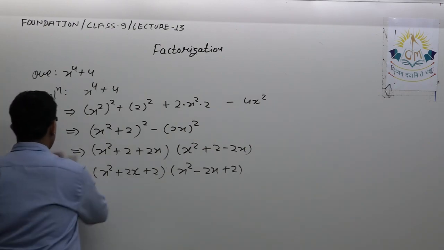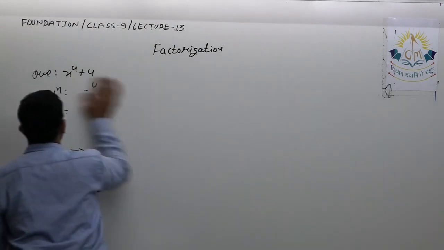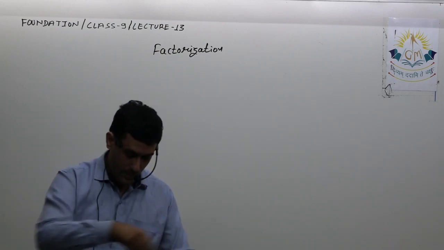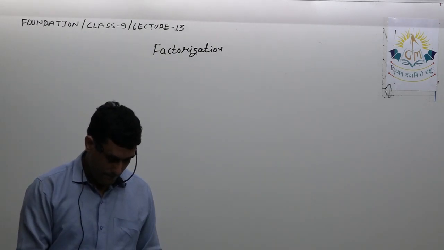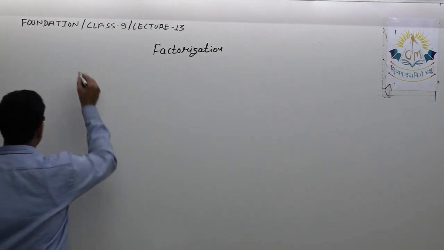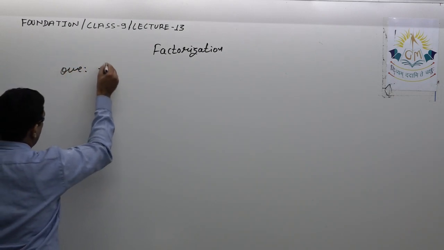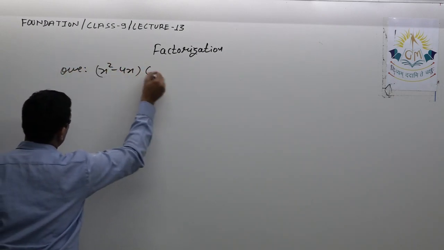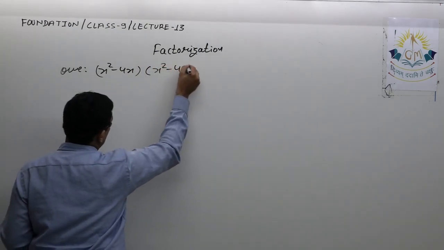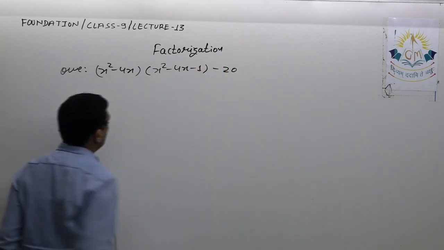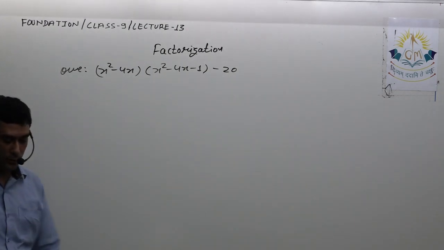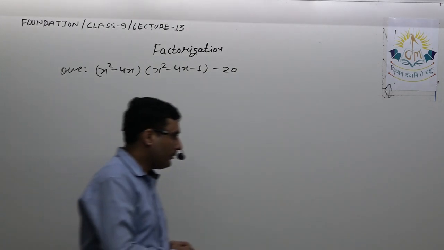Okay, now let us see the next question. Next question is x square minus 4x, then again x square minus 4x minus 1, minus 20, x square minus 4x minus 20. So think for a while about how you will factorize it, then I will give you its solution.